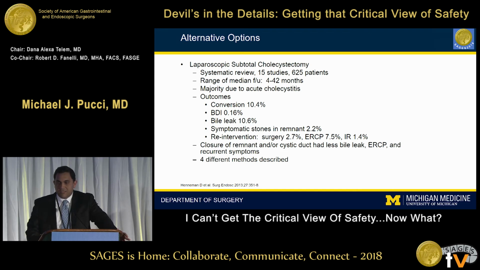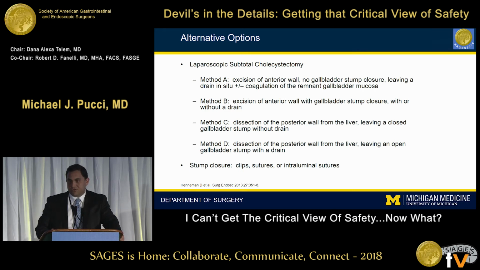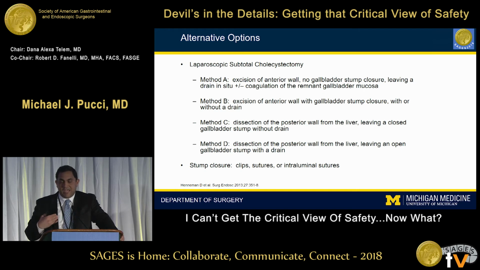low reintervention rate. Closure of the remnant or cystic duct orifice had less bile leak, need for ERCP, and less recurrent symptoms. And during their lit review, they identified 4 specific surgical techniques from the papers that they reviewed. The first is basically excising the anterior wall, leaving the lowest portion open and just draining. The second is the same thing, but closing that lowest portion of the gallbladder. C and D are actually also dissecting the posterior wall off the liver with or without closure of the stump.